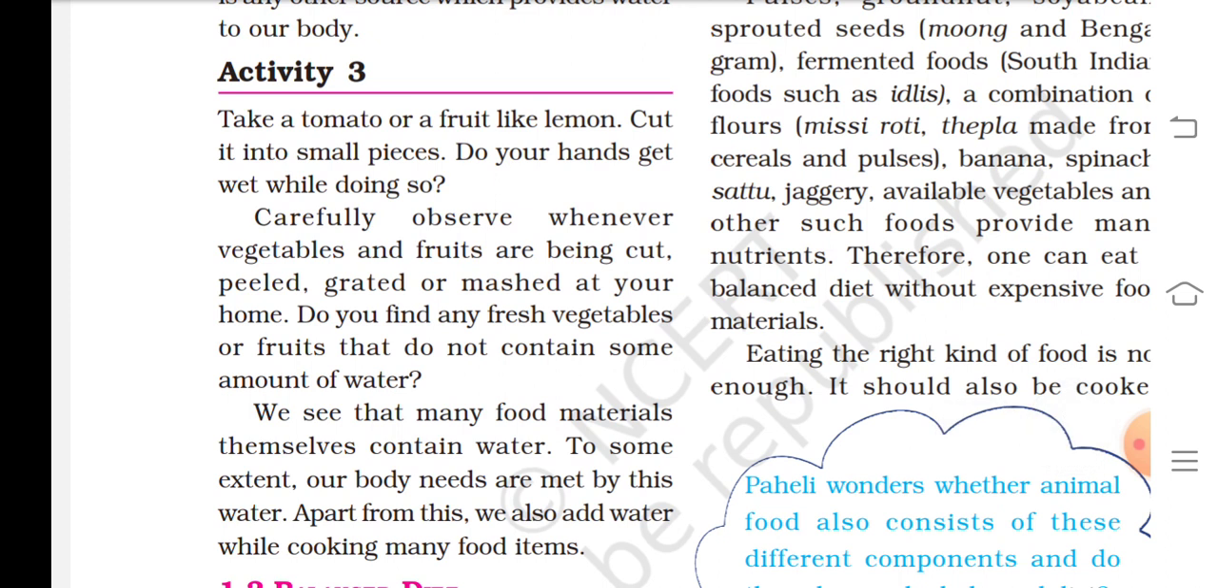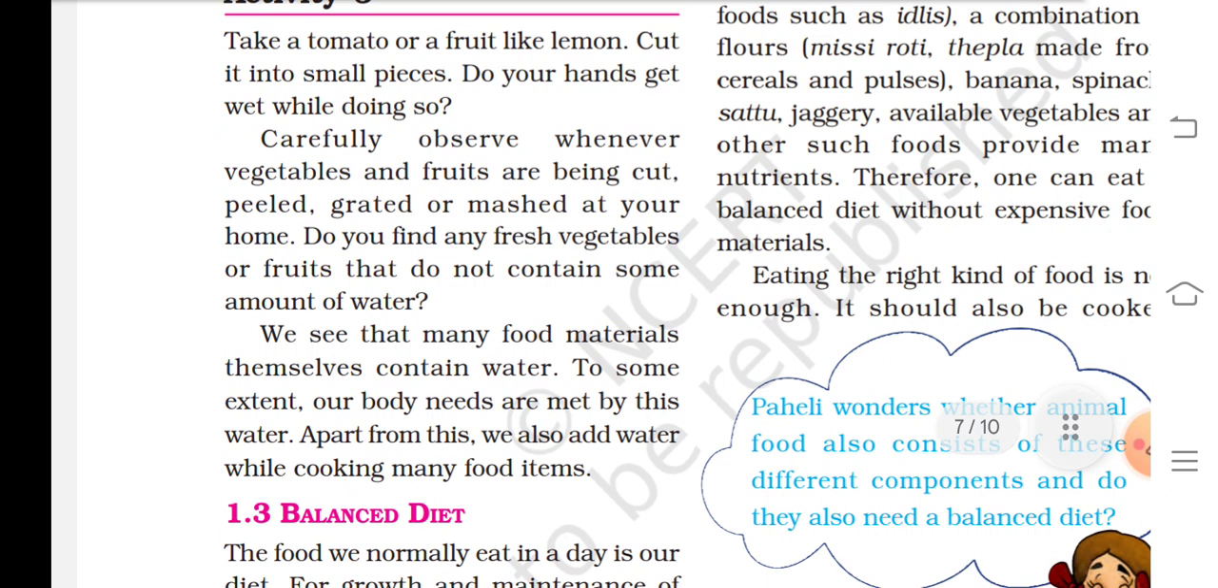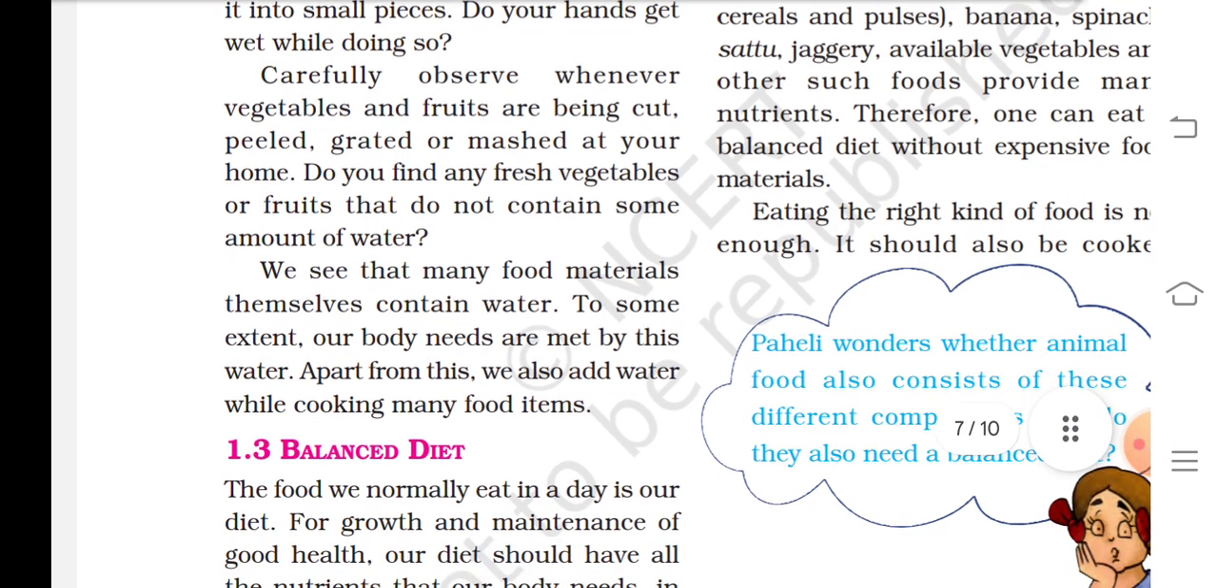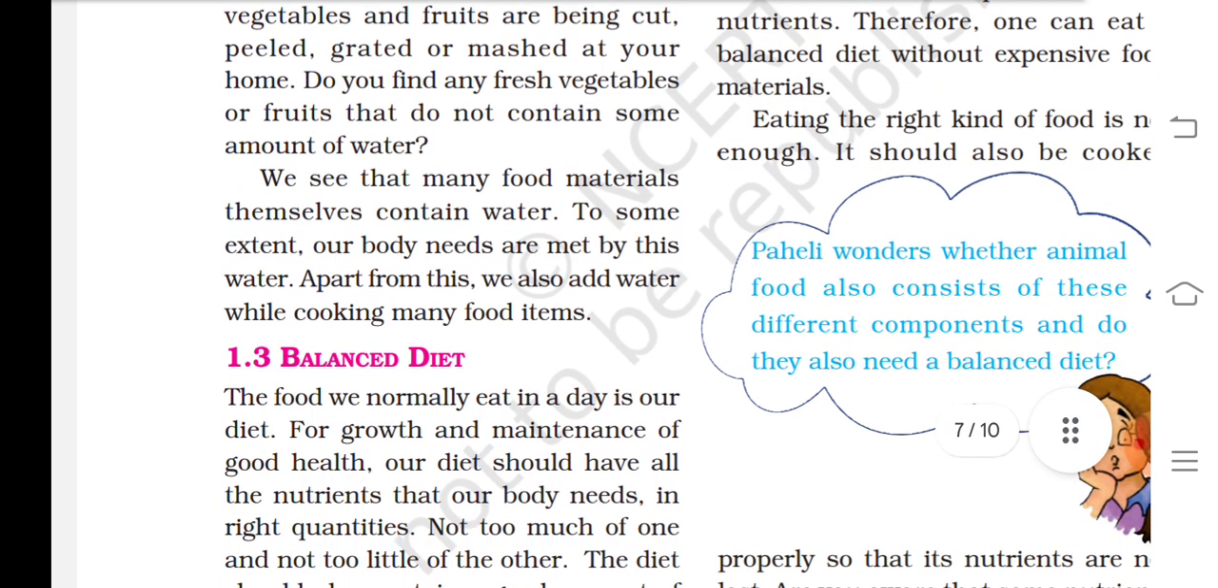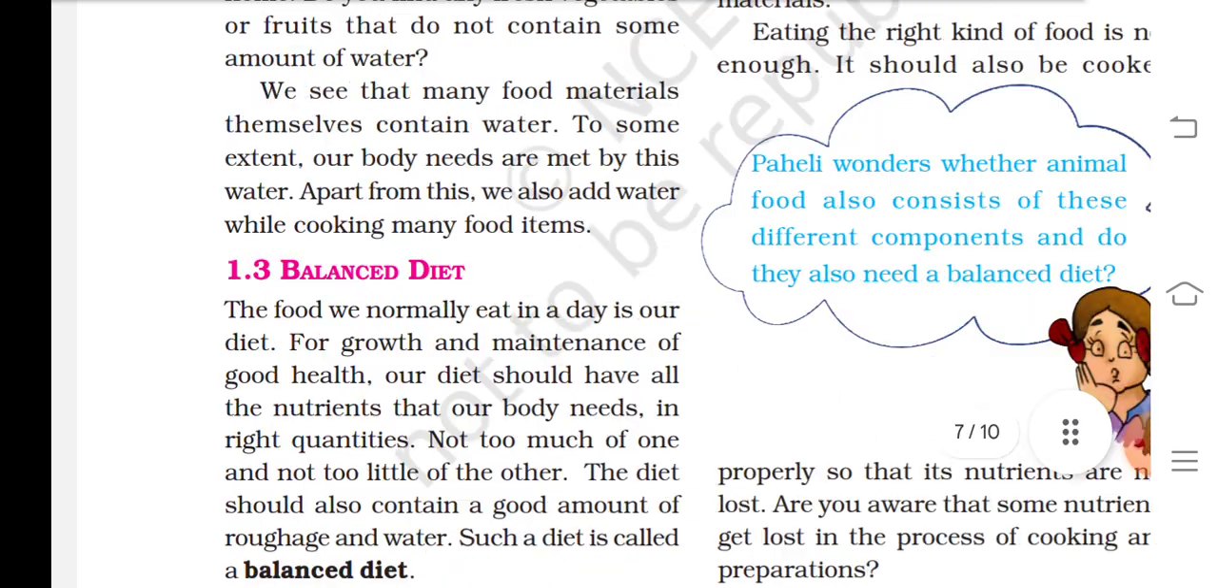Take a tomato or a fruit like lemon. Cut it into small pieces. Do your hands get wet while doing so? Carefully observe whenever vegetables and fruit are being cut, peeled, grated, or mashed at your home. Do you find any fresh vegetable or fruit that does not contain some amount of water?